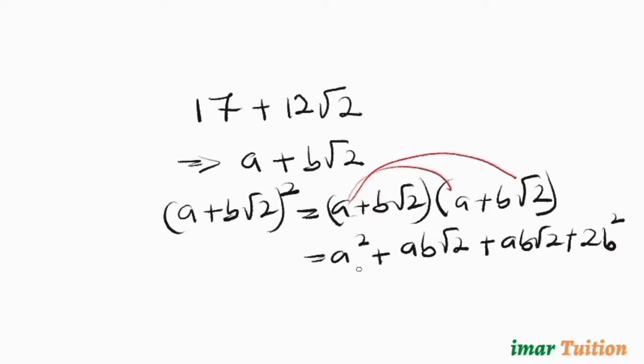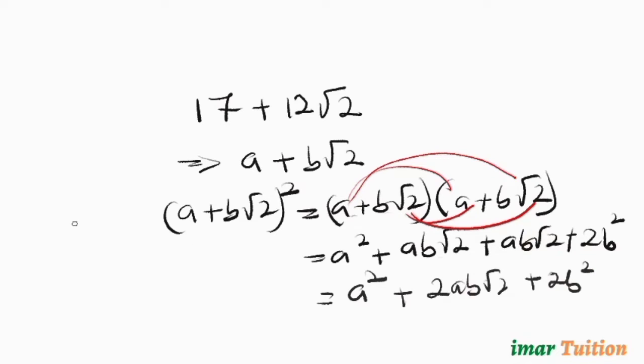When you multiply this, it gives us a squared. When you multiply this, it gives us ab root 2. Then this will multiply this and give us ab root 2. This will multiply this and give us b times b is b squared. Root 2 times root 2 gives you 2, times b squared gives you 2b squared. Collecting terms, we'll have a squared plus 2ab root 2, this and this, plus 2b squared.